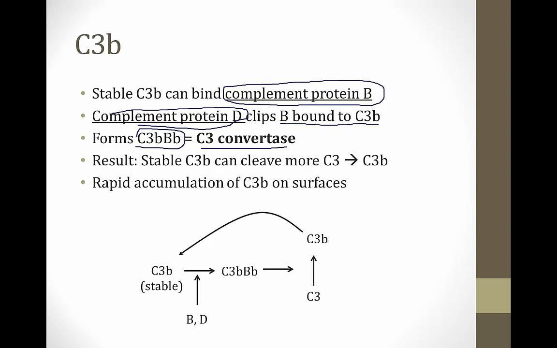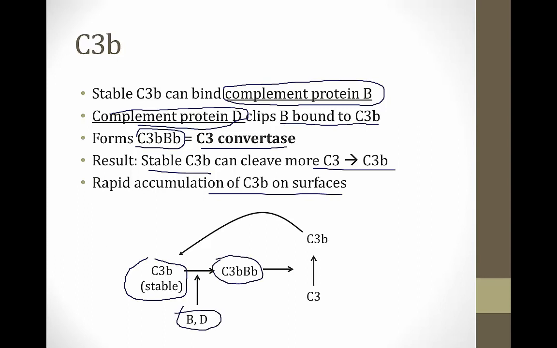So the result of all this is that once the alternative pathway creates stable C3b via binding to one of those surfaces I just mentioned, the stable C3b can cleave more C3 into C3b. The result is a rapid accumulation of lots of C3b on surfaces. And I've drawn a picture of this down here to help you understand. Once you get some stable C3b via the alternative pathway, proteins B and D can make that C3 convertase right here, which converts C3 into C3b, and then you get a positive feedback loop.